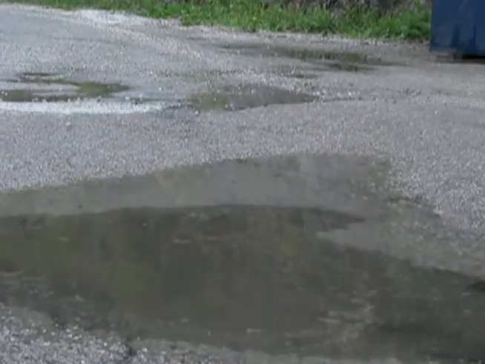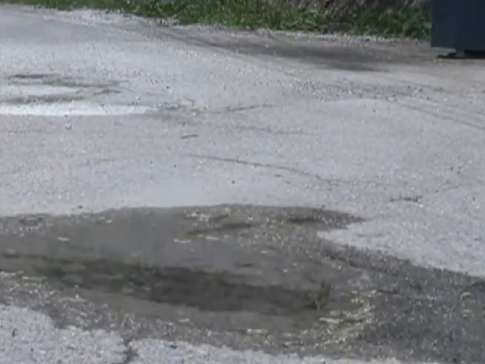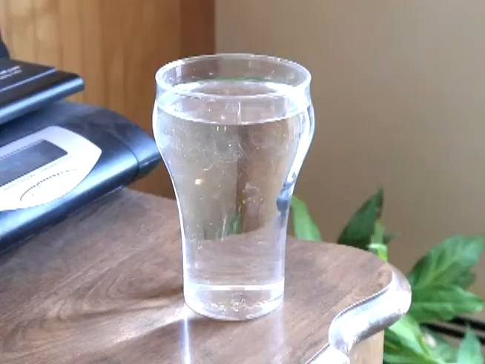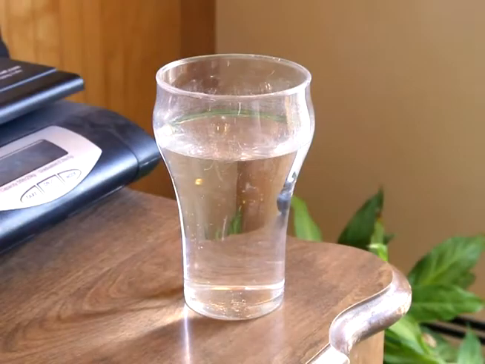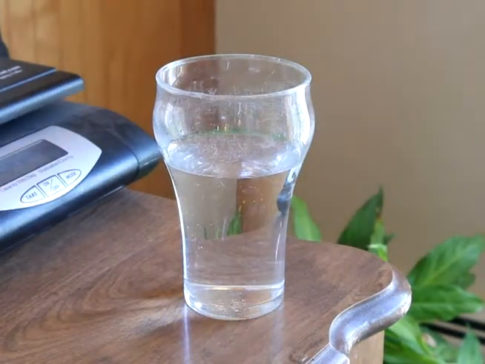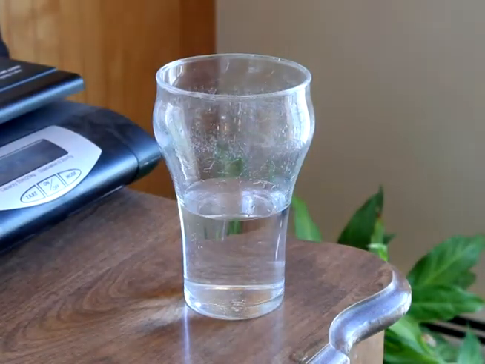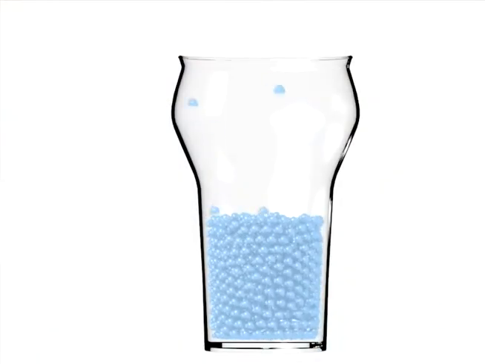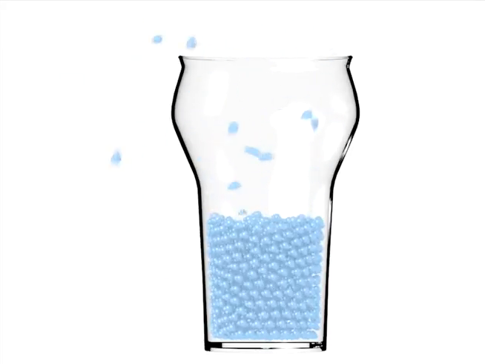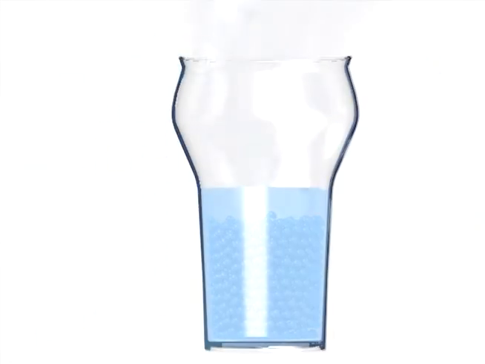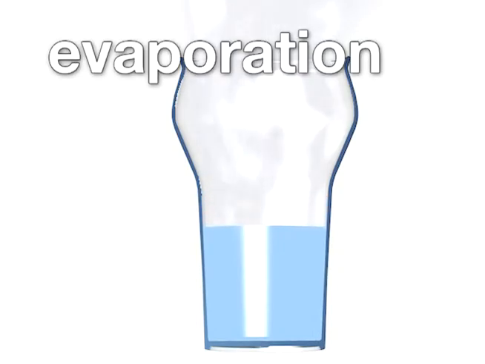Have you ever wondered where the water in puddles goes after a rainstorm? Maybe you've noticed that water left in a glass gradually disappears over several days. Where did this water go? The water went into the air as it changed from a liquid to a gas called water vapor. Evaporation is the process of a liquid changing to a gas.